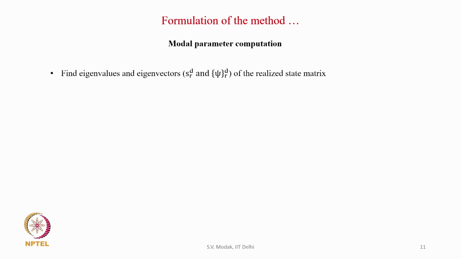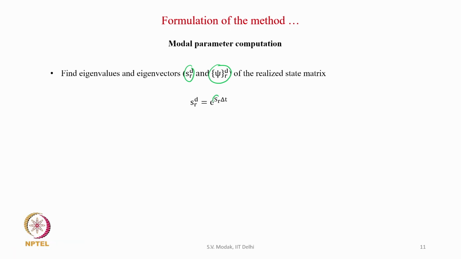So, therefore, how do we find modal parameters? We first find eigenvalues and eigenvectors of the realized state matrix, okay, and let these eigenvalues and eigenvectors be represented by SRD and psi RD. Here D has been used to represent association of these eigenvalues and eigenvectors with the discrete state space model, right. And now, previously we got a relationship between the state matrix in continuous time and state matrix in the discrete time. That same relationship can be used to convert the eigenvalue from discrete time to continuous time.